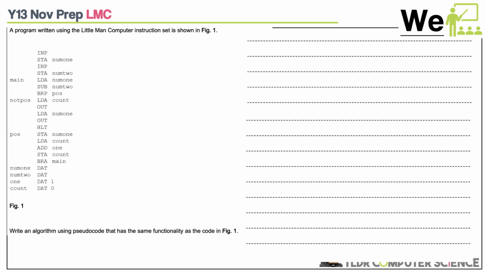Other ways we can classify it, just trying to link it back to other things that we've done. Do you remember we can have reduced instruction set computing, aka RISC, and complex instruction set computing, otherwise known as CISC. Is little man computing RISC or CISC?